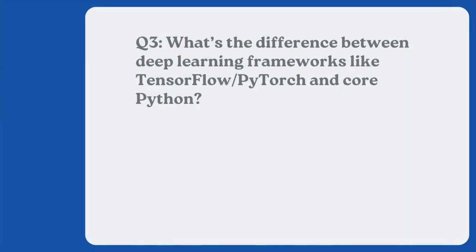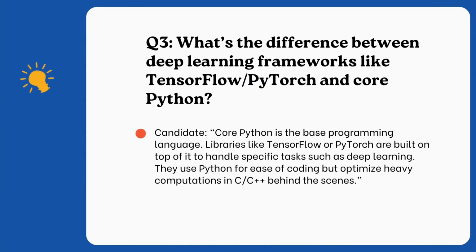What's the difference between deep learning frameworks like TensorFlow, PyTorch, and core Python? Core Python is the base programming language. Libraries like TensorFlow or PyTorch are built on top of it to handle specific tasks such as deep learning. They use Python for ease of coding, but optimize heavy computations in C and C++ behind the scenes.